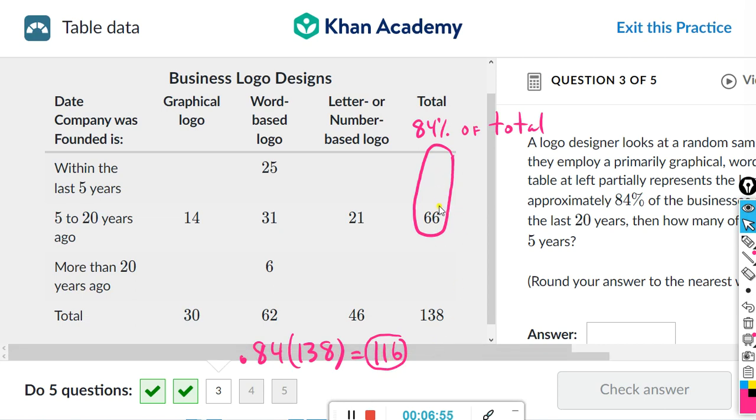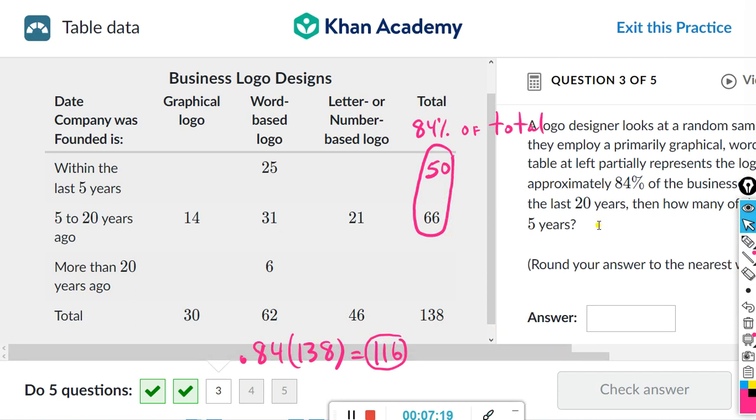All right, so these two combined have to be 116. So if I subtract 66 from 116, I just get 50. Okay, so there's a 50 right here. 50 plus 66 is 116, and that is 84% of 138.